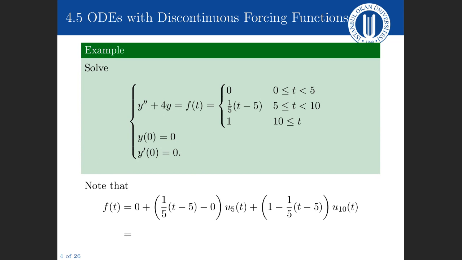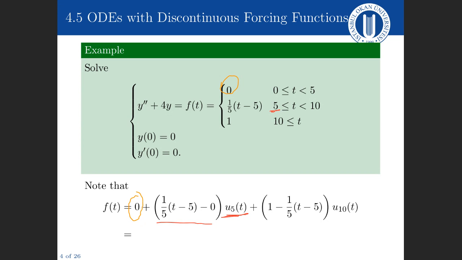The first thing to do is to write our function f in terms of the unit step function, which we talked about last week. The function starts at 0, so we start with 0. Then we have a change happening at 5, so it's going to be something multiplied by u5, and the something is function on the right minus function on the left, or 1 over 5 (t minus 5) on the right minus the function on the left, which is 0.